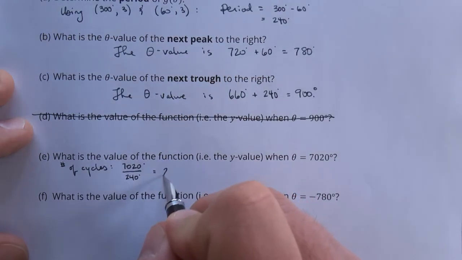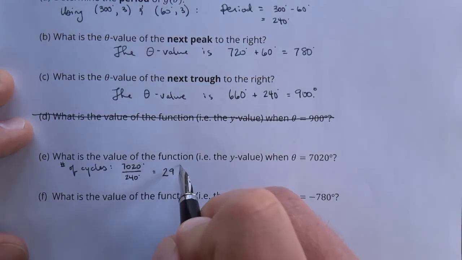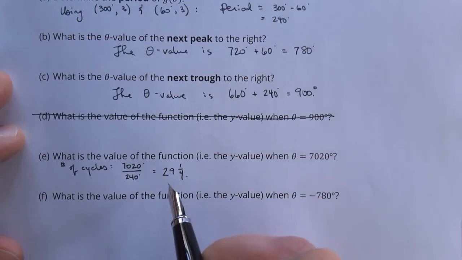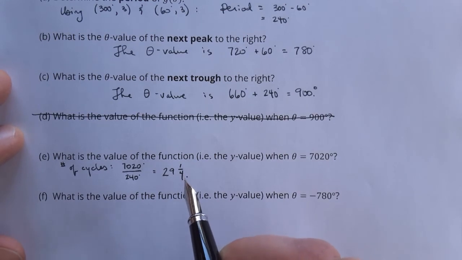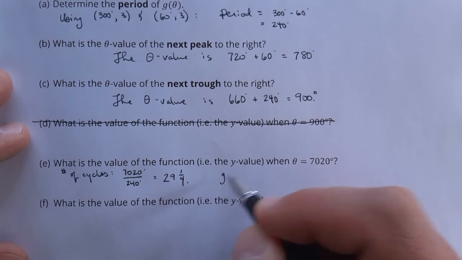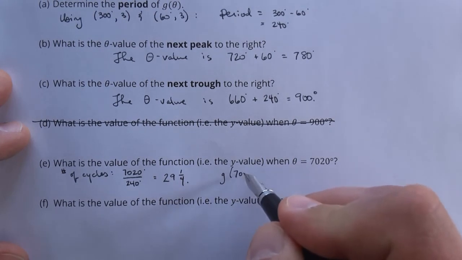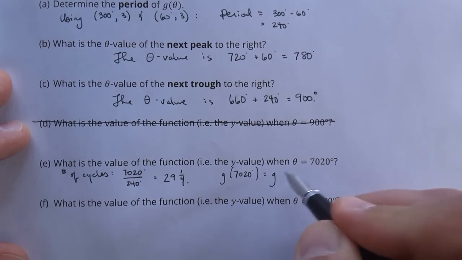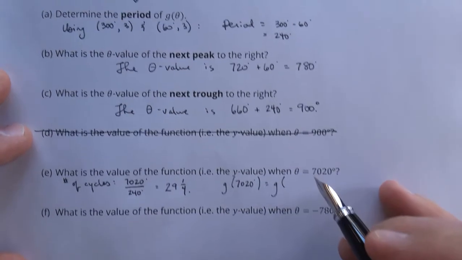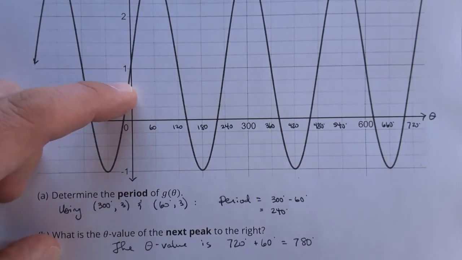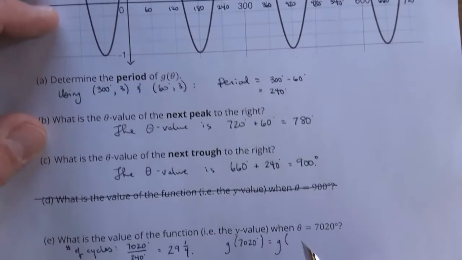So 29, I'm going to write it as a mixed number perhaps. 29 and a quarter. Once again, the 29 doesn't matter. 29 full cycles and then a quarter of a cycle. So this function, g at 7,020 degrees, is the same as the value of g at, if we start at the beginning, 0, and add on a quarter of a cycle.